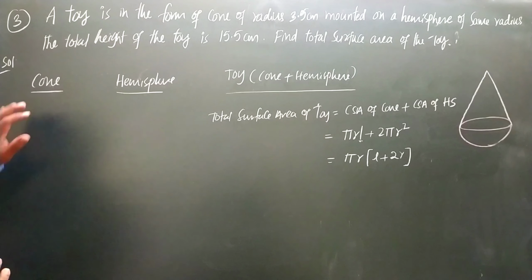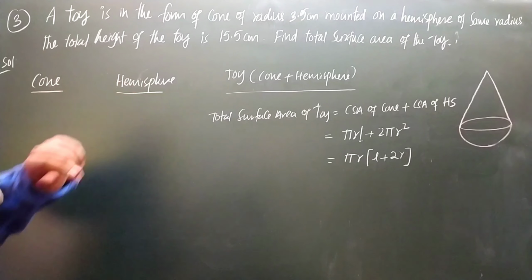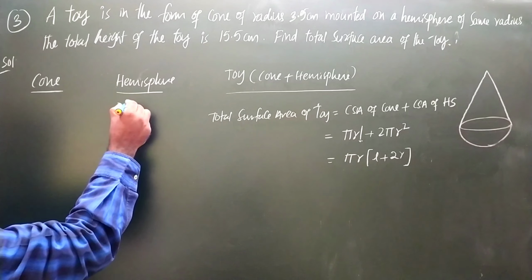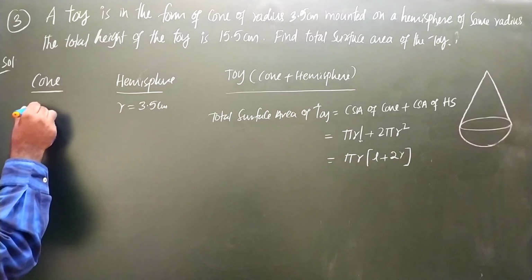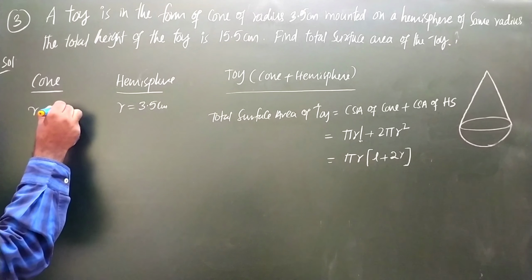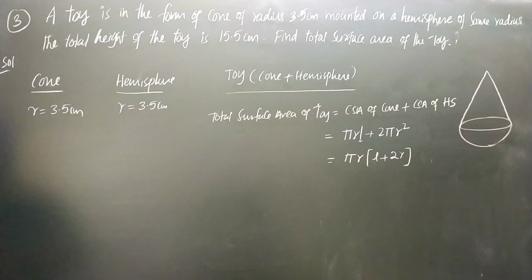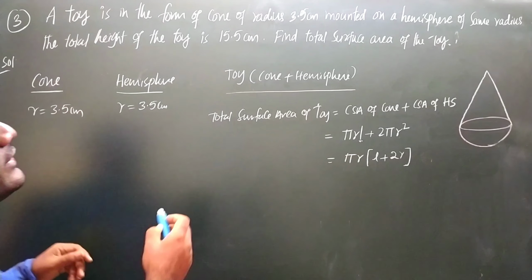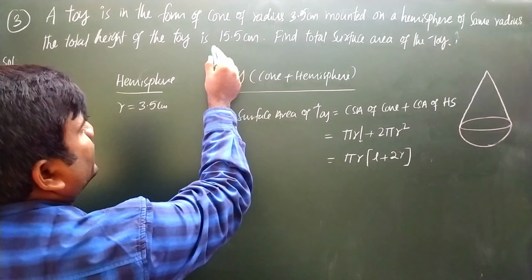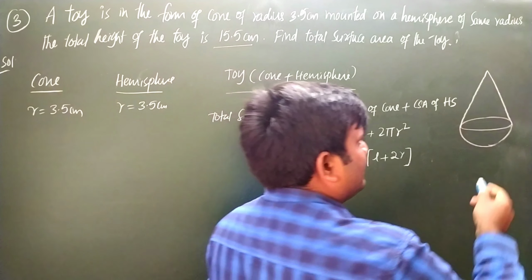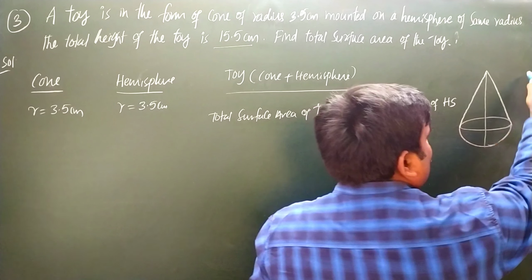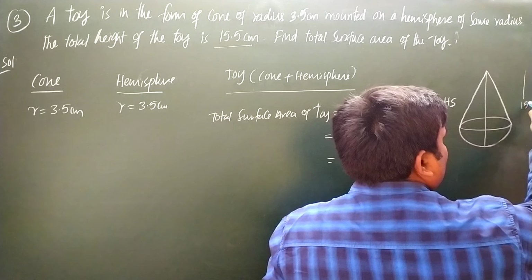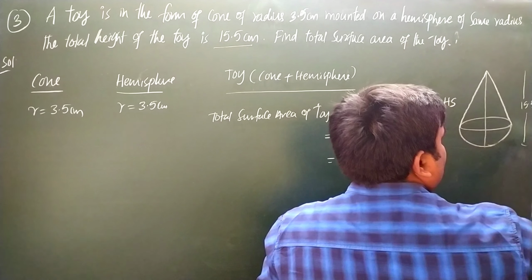Now you see the given measurements. The radius is equals to 3.5 centimeters. So both are having same radius. Radius is equals to 3.5 centimeters. Next clue, the total height of the toy is 15.5 centimeters. So the total height means from here to here. The total height is 15.5 centimeters.